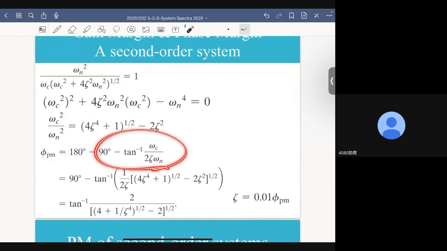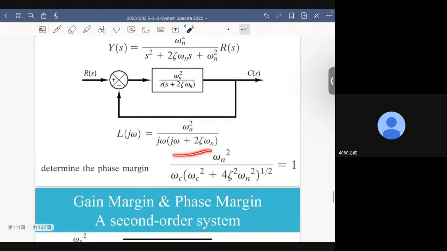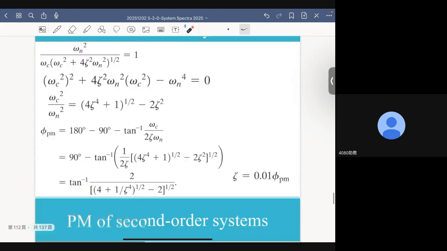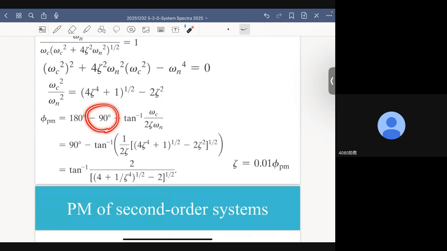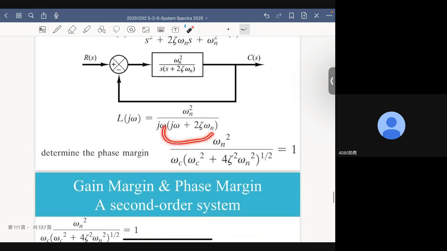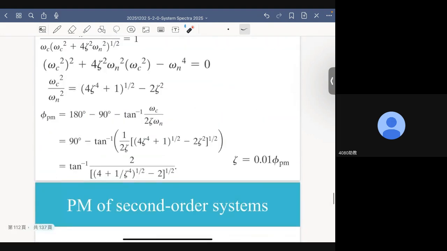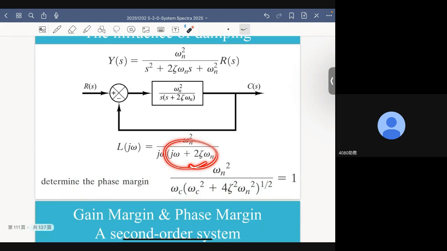Where does this term come from? It comes directly from here. J omega results in minus 90 degree. And the phase angle of this term is this. The reason why we have a minus sign here is this term is located in the denominator. Remember, I reviewed this equality.